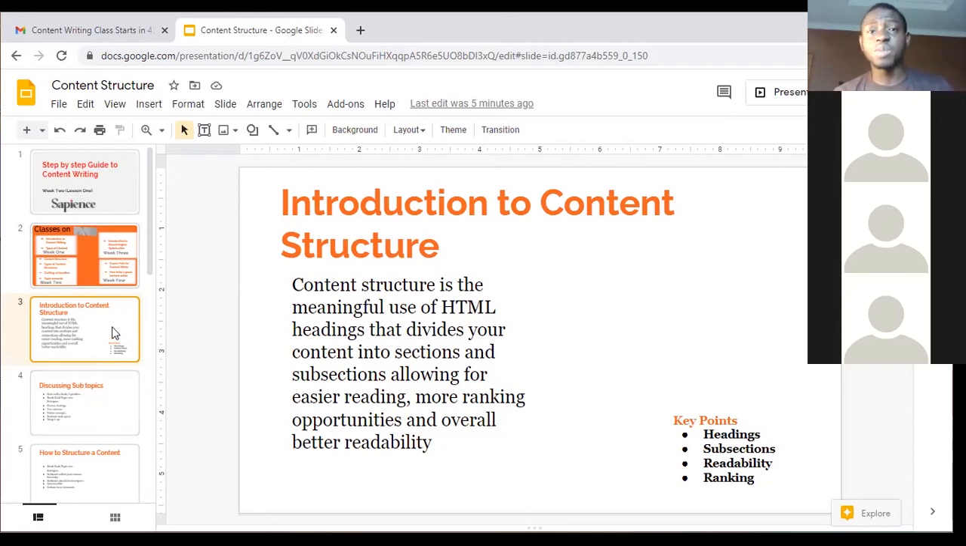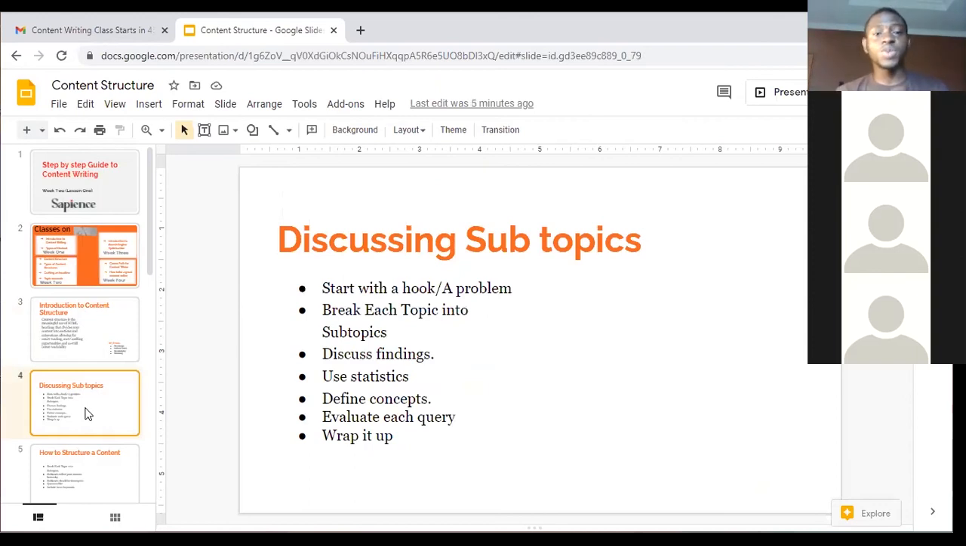Nobody wants to be on the second page. As a matter of fact, there's a cliche that the best place to hide a dead body is on the second page of Google. So your content is not dead, right? You really want to make sure that it gets to the front page. Also, we spoke about how to structure your subtopics, discussing findings in each of these subtopics, defining its concept, evaluating each query, and also wrapping it up. We spoke extensively on that.